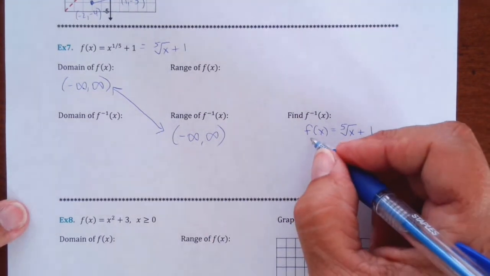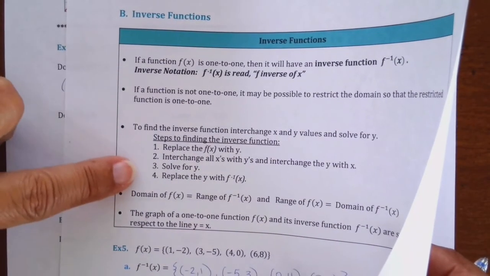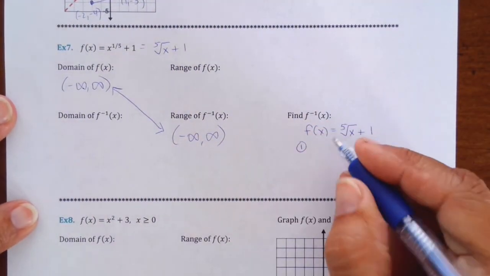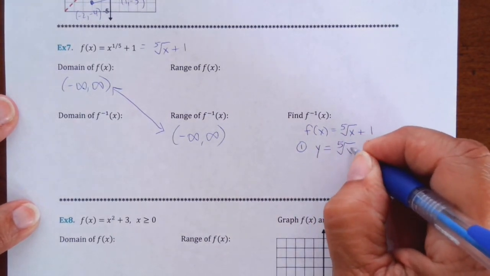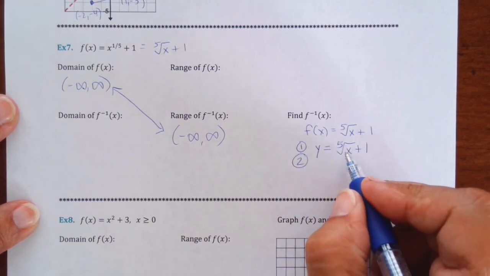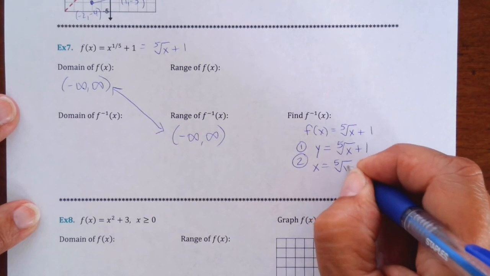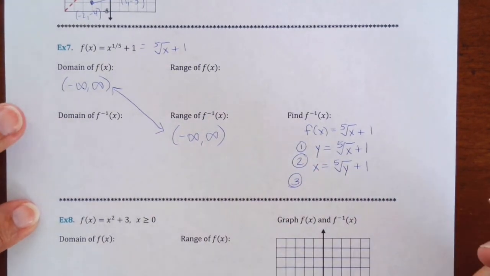All right, so step 1, going back to these 4 steps, okay, I'm going to number them. Step 1 is to replace the f of x with y. Step 2 is to interchange, replace the x's with y's and the y's with x's. Okay. Step 3 is to solve for y.